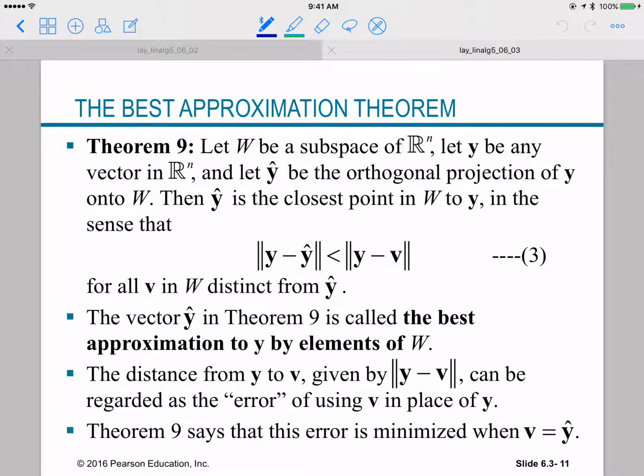Now let's move on to the next theorem, the best approximation theorem. This theorem is quite simple, but this one will be used oftentimes in the next two chapters. It's chapter 6.4 and 5. Best approximation theorem.